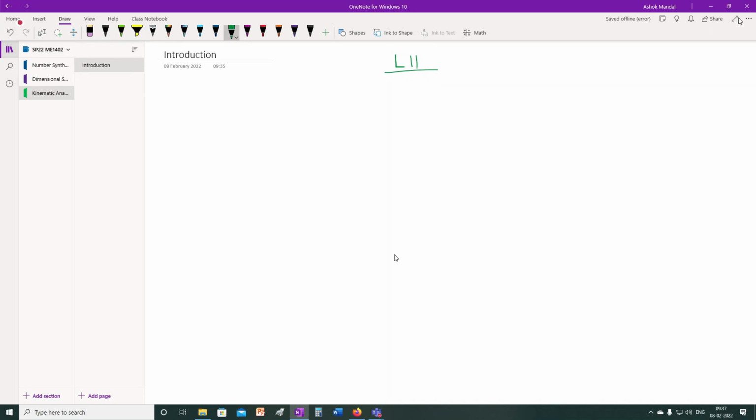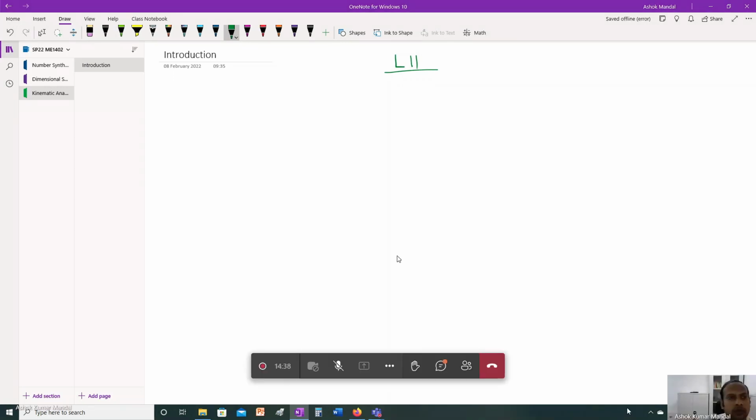Yes, sir. In the dimensional synthesis problem, we discussed what should be the length dimensions of links so that it fulfills the purpose of the mechanism. Purpose means purpose in terms of position and in a particular guided motion. To fulfill that purpose, we discussed number synthesis and dimensional synthesis.